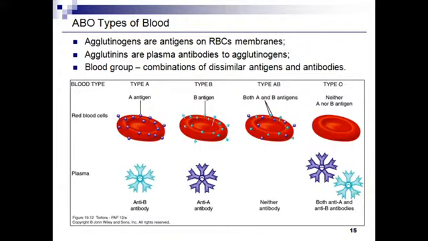What is a blood group? The blood group is a congenital combination of agglutinogens and antigens on RBC membranes and the presence of agglutinins in plasma of the same patient. Blood group is a combination of dissimilar antigens and antibodies. For example, we have red blood cells and we have plasma.